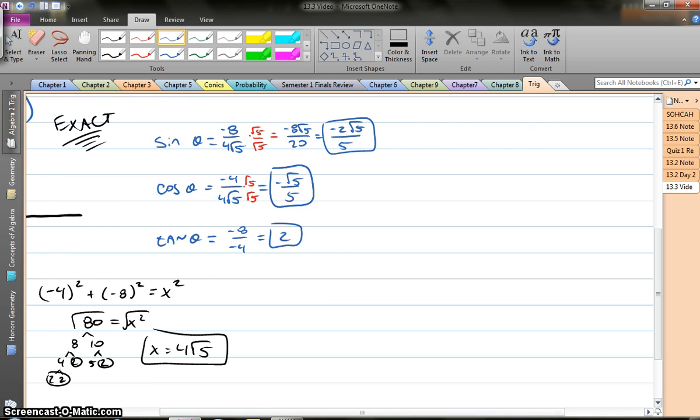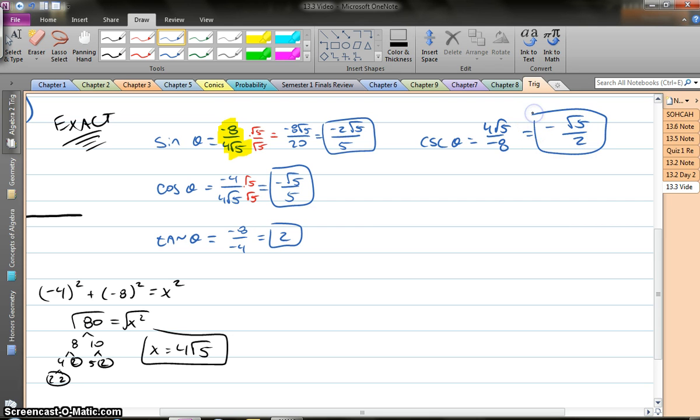Now let's look at cosecant of theta, which is the reciprocal of sine. So I get 5 over negative 2 root 5. Rationalize. Now, you can use this one, or you could actually use this one also. Either one is fine. Let's just use that one for the sake of it. Let's go 4 root 5 over negative 8, and then reduce to negative root 5 over 2.